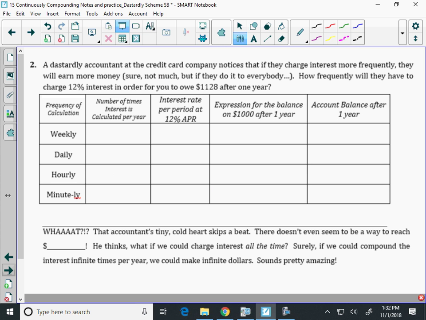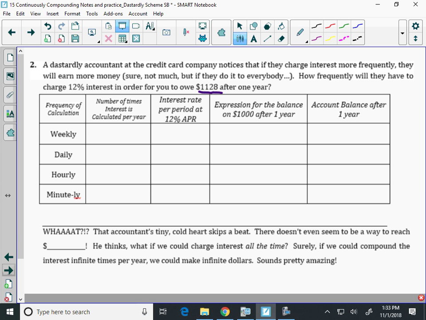So his thought is, okay, how frequently do I have to charge this 12% interest to get to 1,128? Because this accountant wants to make a lot of money. So we're trying to figure out how often should we take interest to get to that amount of money. So let's talk about weekly here.